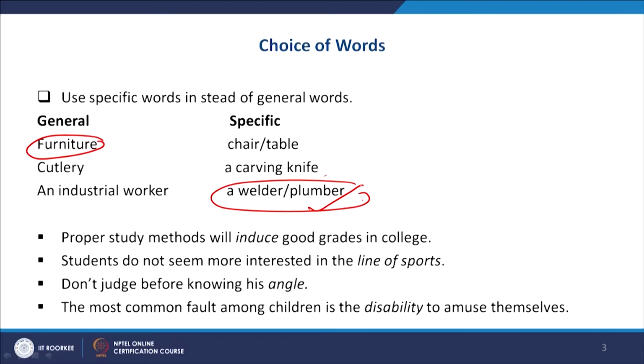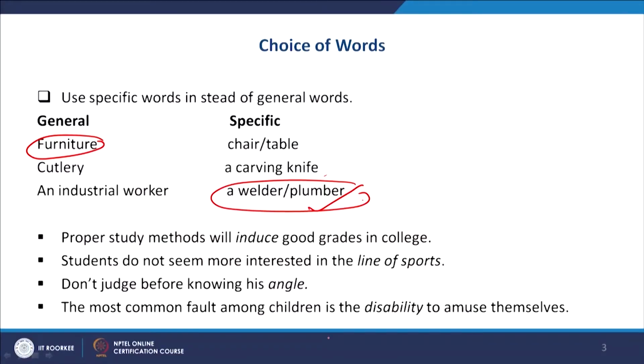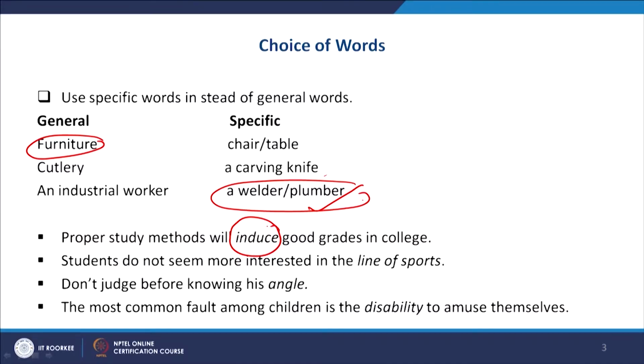Now, have a look at these sentences. Here the author or the writer has not made a right choice of words, and that is how the meaning has been sacrificed. Proper study methods will induce good grades in college. Now, the use of the word induce is wrong. This has to be substituted in order to convey the right meaning. So, here we have made a wrong use of words. You should say proper study methods will ensure good grades in college.